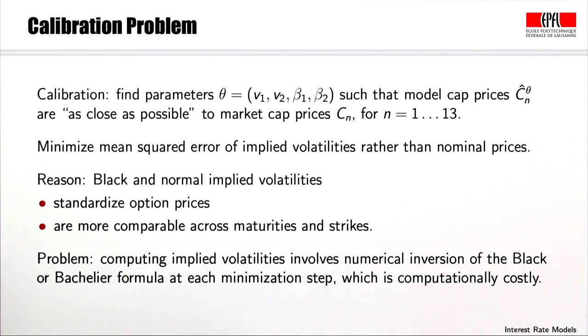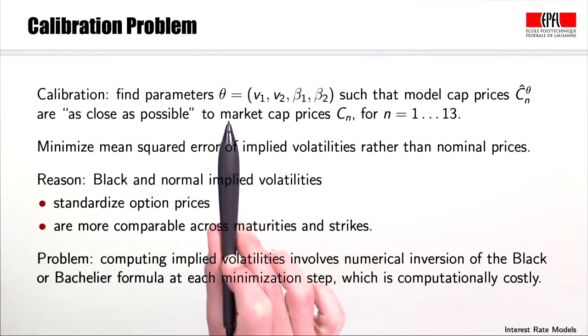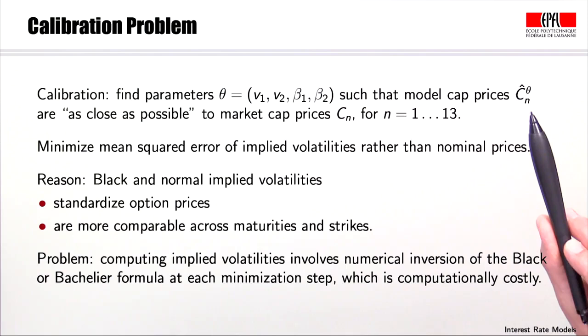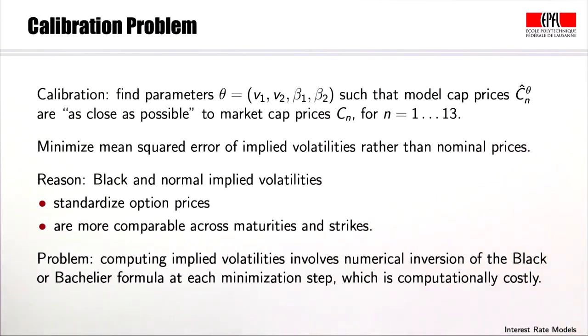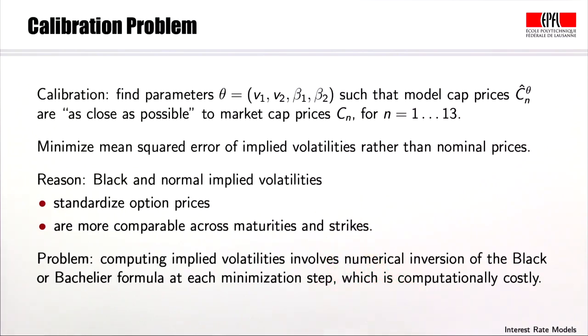The calibration problem now consists in finding the remaining parameters V1, V2, beta 1, beta 2 that we summarize by theta, such that the model cap prices that we denote by C hat theta n for the nth cap are as close as possible to the market cap prices Cn shown on the previous slide.